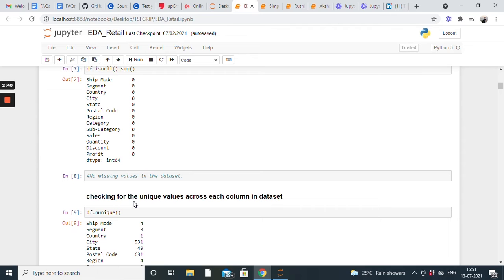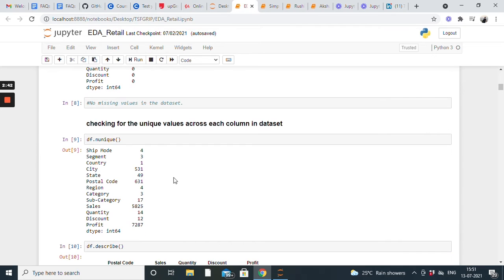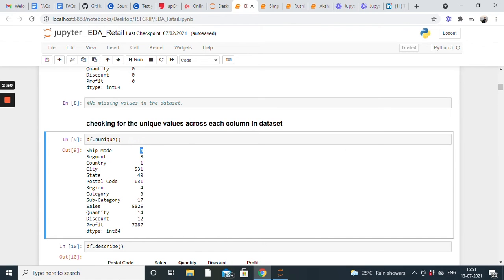Let's check the unique values, how many unique values there are per column. So let's go with nunique. We have 4 shipping modes, 3 segments, 1 country, 531 cities, 49 states, 631 postal codes, and so on. These are the unique values for each column.